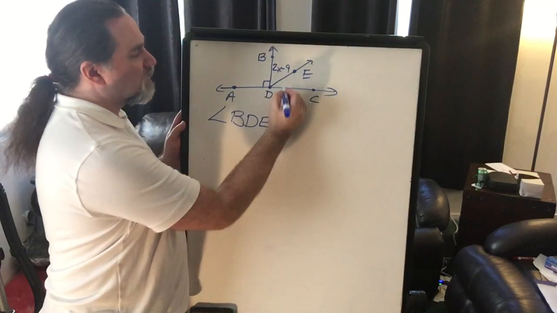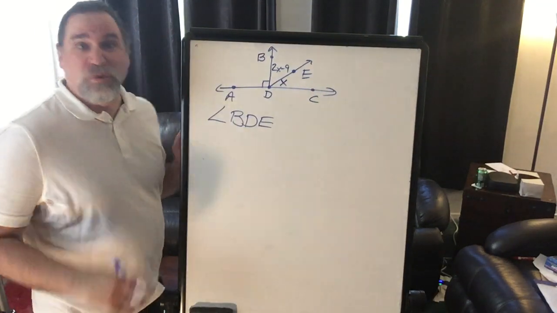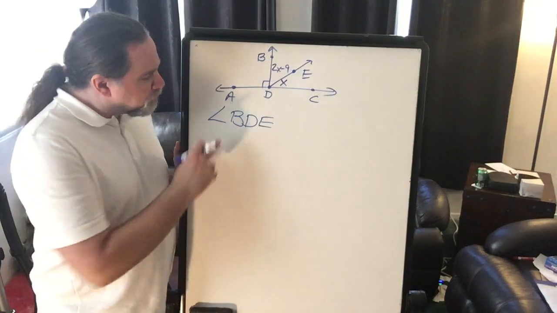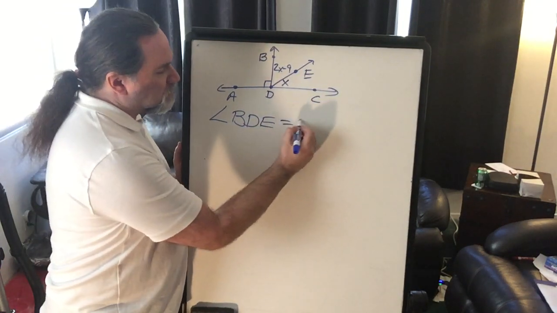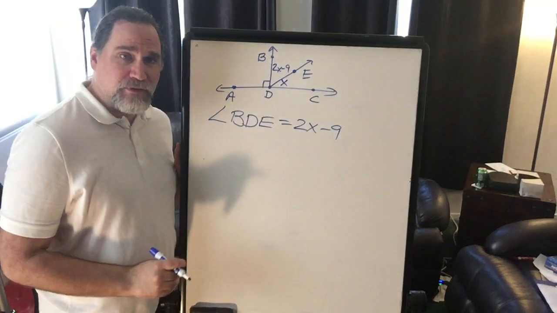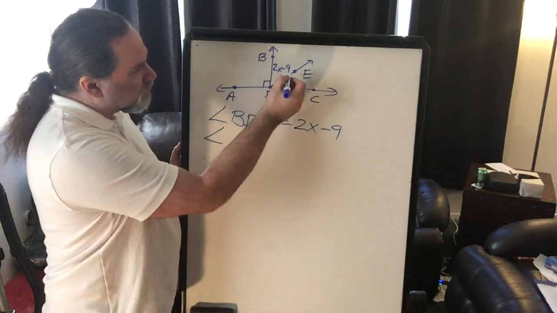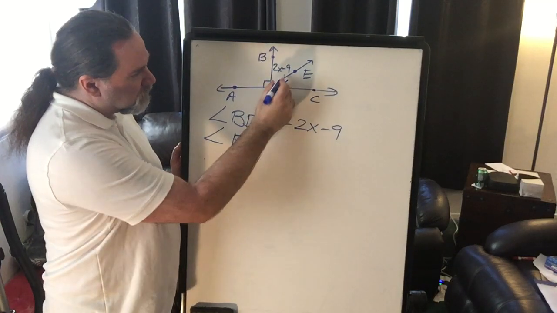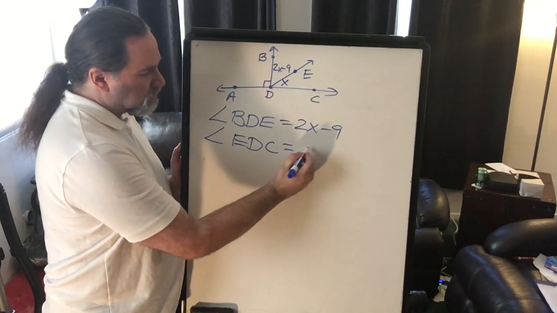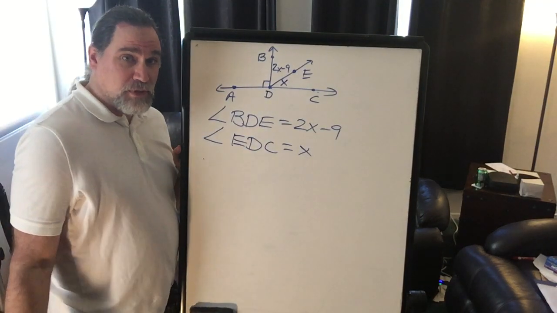We're going to make that one x. Really want to throw a curve at you. Now it's all kinds of variables. So B, D, E, that's 2x minus 9. How do I talk about the angle that's x? Well, that would be angle, start here at E, come down here to D, and finish out here at C. Those are the 2 angles that we want to look at.